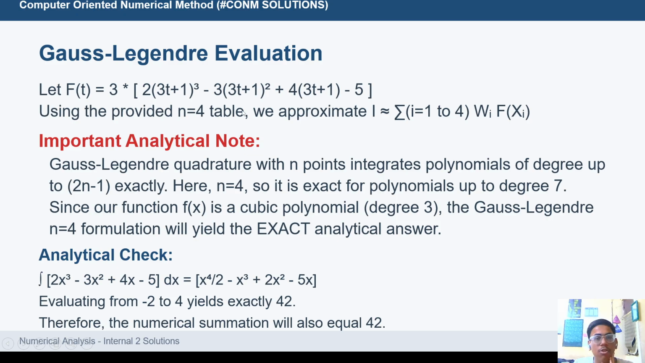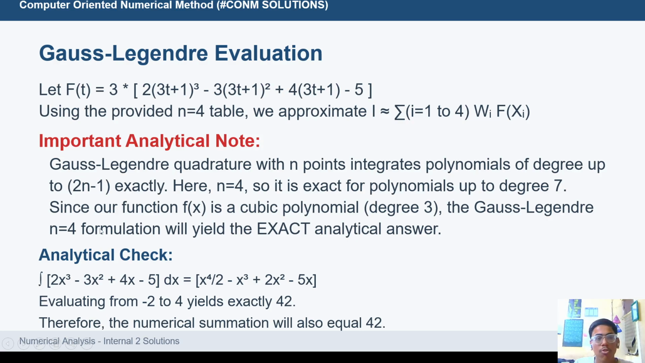Now we will use n equal to 4 and approximate I as the sum from i equal to 1 to 4 of wi f of xi. The values of wi and xi are already given in the table in the question. So we just put the values and integrate it. Now, why are we using n equal to 4? The Gauss-Legendre quadrature with n points integrates polynomials exactly up to degree 2n minus 1. Hence, here n is equal to 4, so it is exact for polynomials up to degree 7.